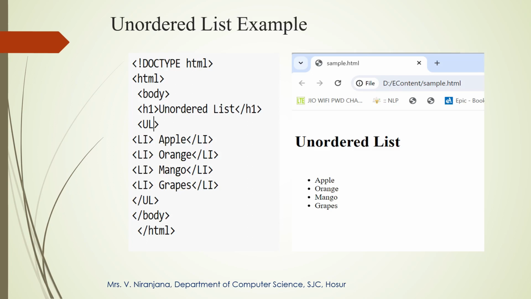Here is an example of an unordered list. As you can see on the left hand side, we have used the UL tag. It means that this is an unordered list with the same list of fruits. On the right hand side, you can see the output of the tag given here. The output contains a bulleted list.